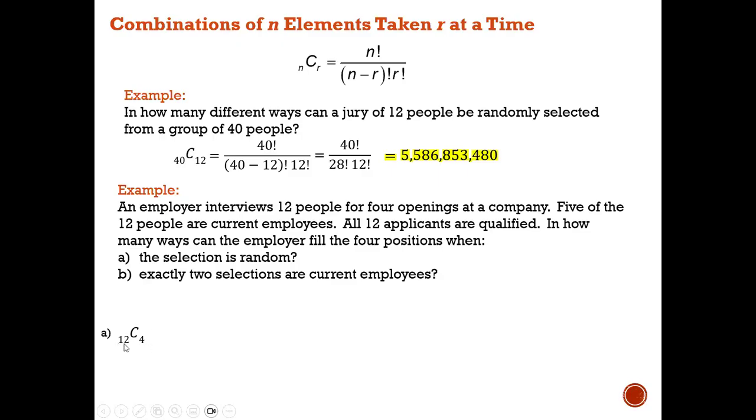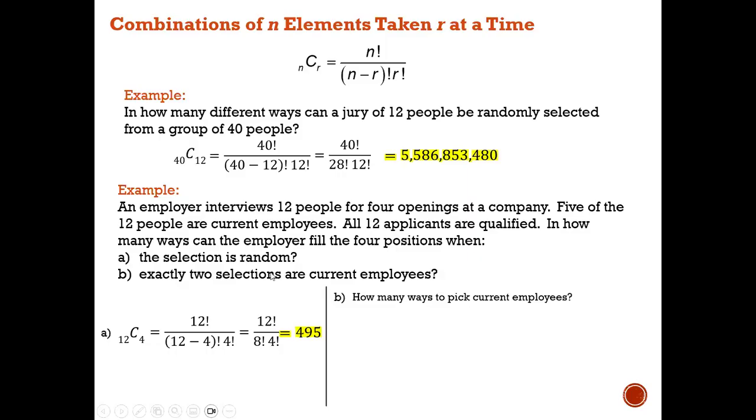So how many are we picking from? 12. And how many are we picking? 4. So we have the formula there, plugging it in appropriately. We end up with 12 factorial over 8 factorial times 4 factorial, which is 495. So that would be A. But let's look at B.